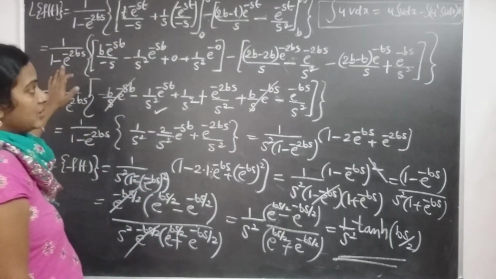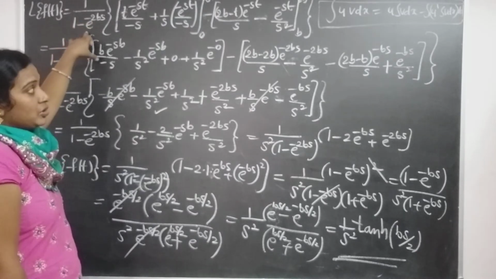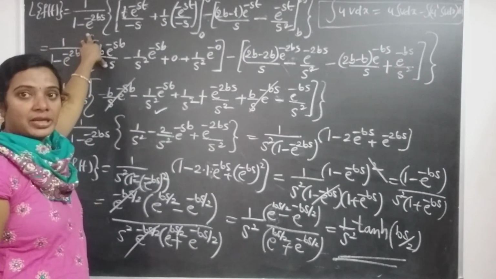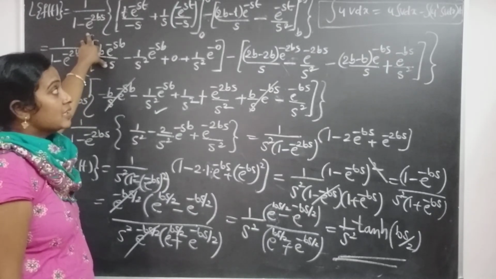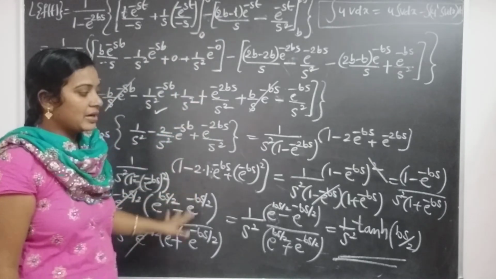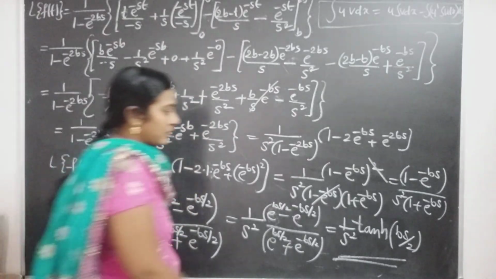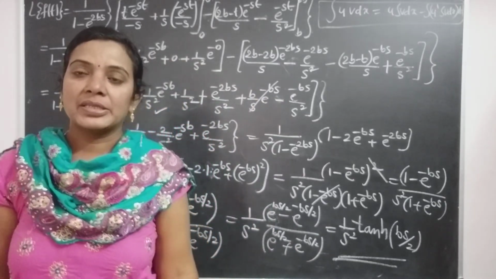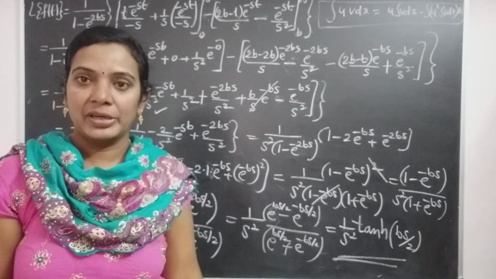Okay, the first thing: split into two integrals if the function is given in two partitions, simplify the integration and apply the limits, simplify, then we get 1 by s square into tan h of bs by 2 as the Laplace transform of the given periodic function.